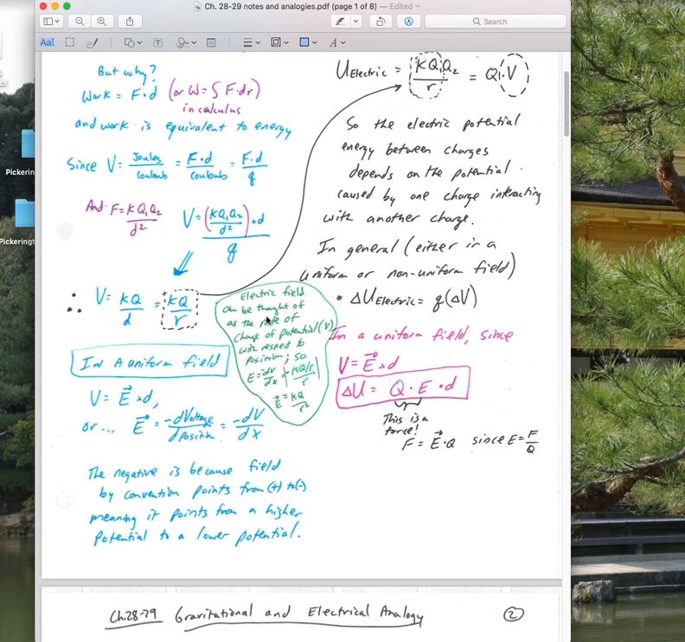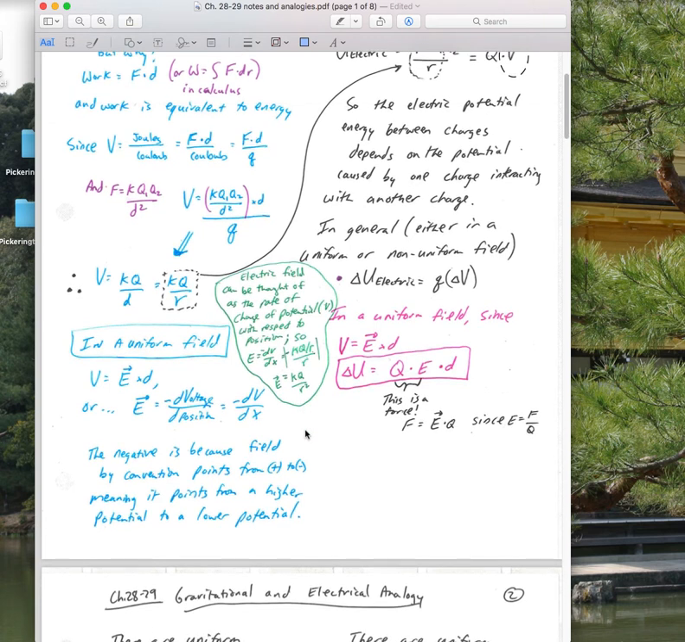Again, since electric field can be thought of as the rate of change of potential with respect to position, if we think this is generally electric potential and position is changing, that's how we end up getting that kQ over R squared.